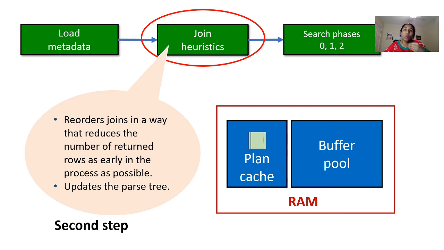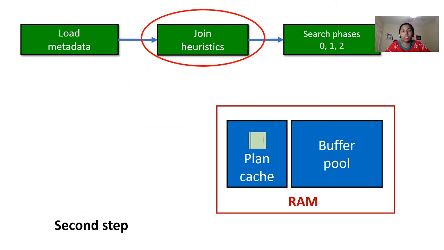SQL Server will go ahead and reorder the join in such a way that it will push the join between B and C to the front of the statement and the join between A and B to the back of it. Why does the optimizer do that? Because it wants to grab the results as quickly as possible. Now with all this information, the parse tree inside the plan cache is once again updated, and then our query tree will be sent to the search phases.